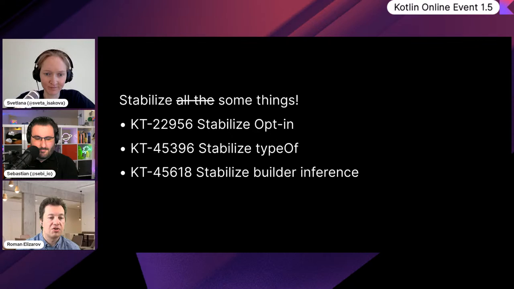And there's just one relatively big feature that actually touches the front-end that we'll stabilize: builder inference. That's a technical term. It's used for a type inference feature that you will find in standard library functions like buildList and buildMap. And they're really useful. Lots of good feedback for those from the community. We'd love to stabilize those functions. But before doing that, because it relies on still experimental inference, we want to make this part of the inference algorithm stable, and then we can stabilize those standard library functions.